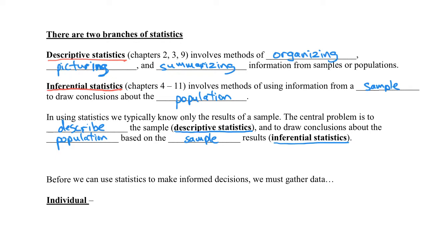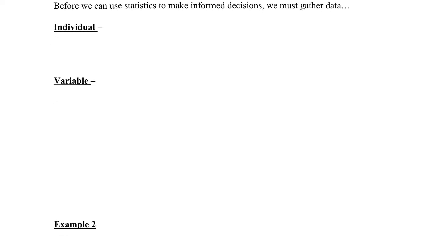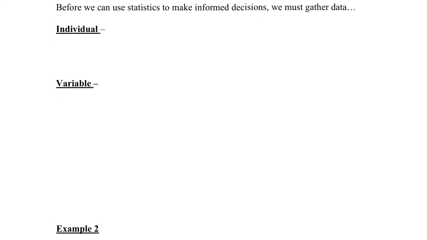And sometimes people say, why wouldn't you just use the entire population? We'll talk about that, but typically you either can't, or it's extremely expensive or difficult, so we will use a sample. We'll look at the sample and try to infer things about the population. But before we do that, we have to gather data. So in order to gather data, we need to be able to know what we're talking about here.